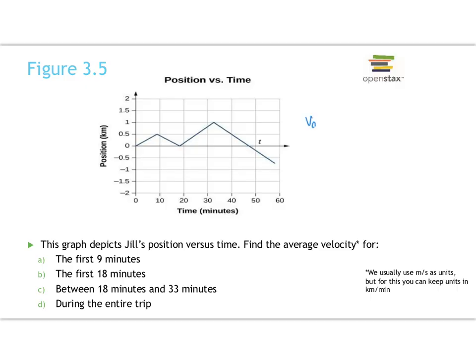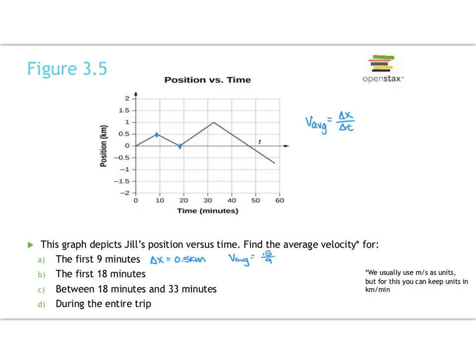So average velocity is just displacement over time interval. So for the first 9 minutes, what we found was that the displacement of Jill was 1/2 kilometer. If we want to find the average velocity, we can take that 1/2 kilometer displacement over 9 minutes, and that will give us our average velocity. I don't even have a number for this, but what I want to make sure is we know what numbers we're working with.